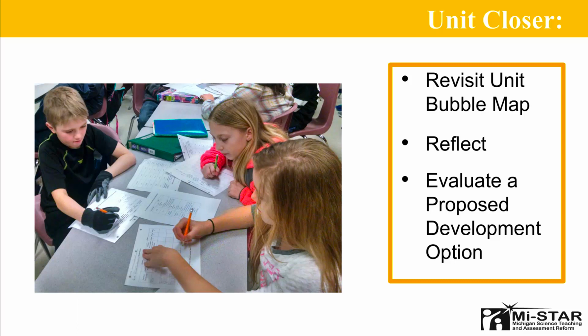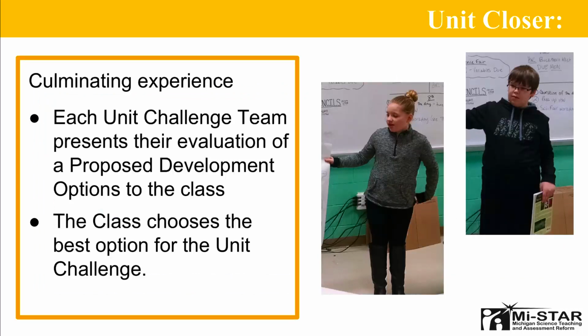Each student challenge team evaluates how their proposed development option meets or fails to meet the needs and wants of the community while improving the watershed of the undeveloped lot. For the unit's culminating experience, student teams present their findings of their proposed development option to the class. Through a consensus discussion, the class recommends a solution that best addresses the unit challenge scenario. Finally, students individually take a MyStar three-dimensional post-assessment which completes the unit.